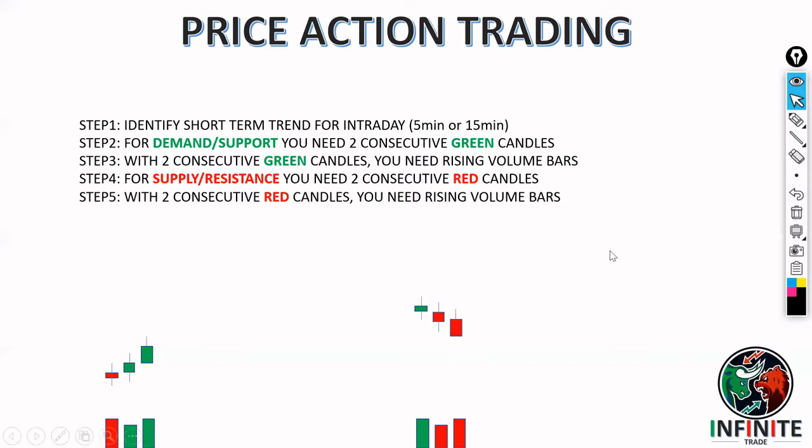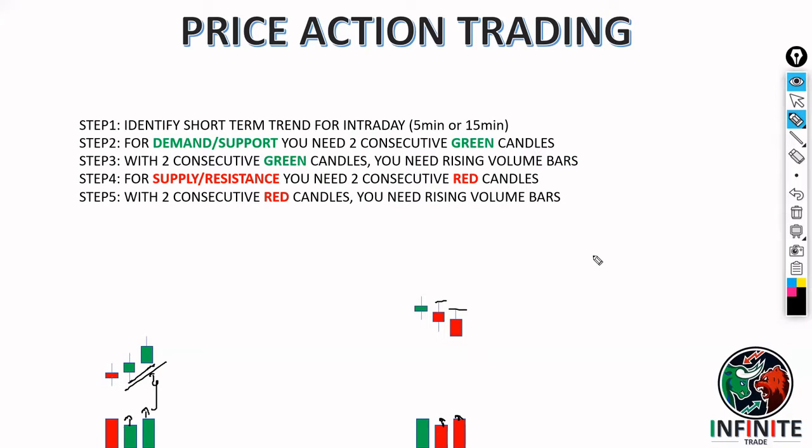I've put an example below, if you could see. These are 2 consecutive green candles, and if you see the volume bar, this one is small and the second one is bigger than the previous one. So this is what we are looking at. 2 consecutive green candles with rising volumes. And similarly for resistance, we need 2 consecutive red candles with rising volume bars.